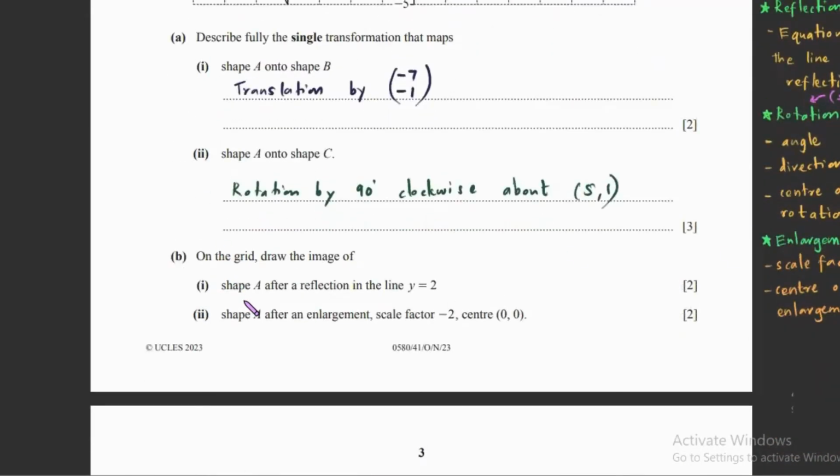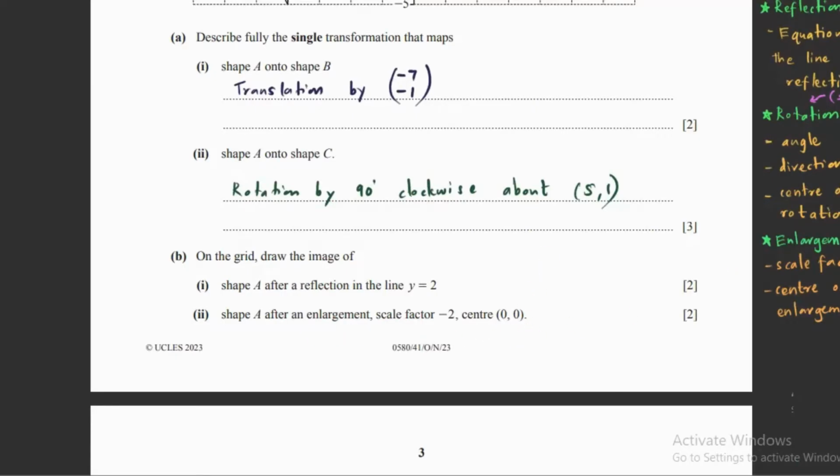In question B2, shape A undergoes an enlargement and the scale factor is given as -2, the center is 0, 0. When we describe an enlargement, there are 2 points we need to mention: the scale factor and the center of enlargement. In this case, the scale factor and the center of enlargement are given to us. We need to find where the image will be.